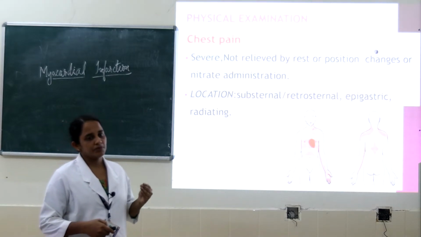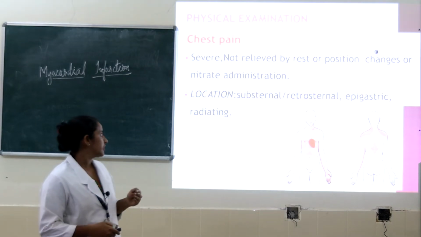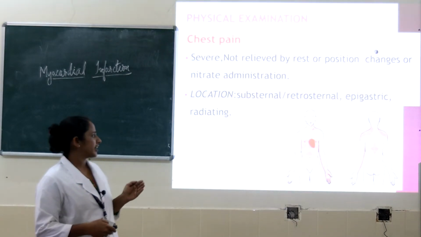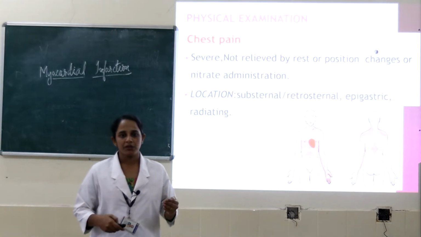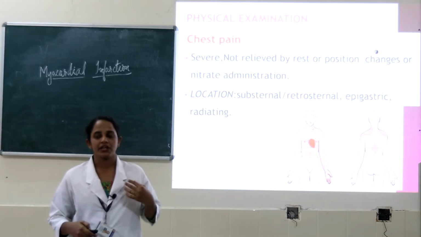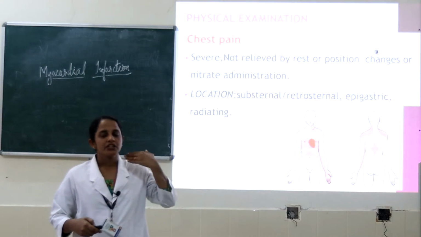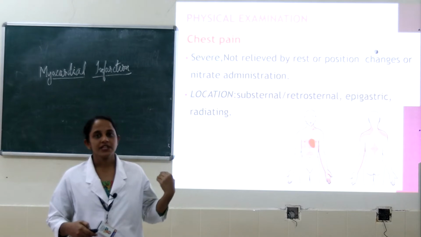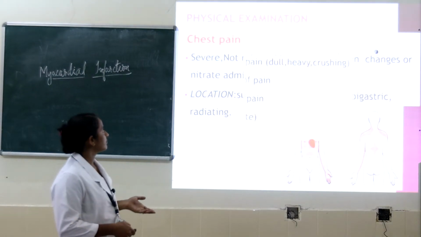Another one is epigastric pain. Most of the time the patient complains of it as heartburn. The next characteristic is radiating pain. This pain starts from the left side of the heart and radiates to the neck, then the jaw, then towards the hand, and the patient may have pain till the arms.